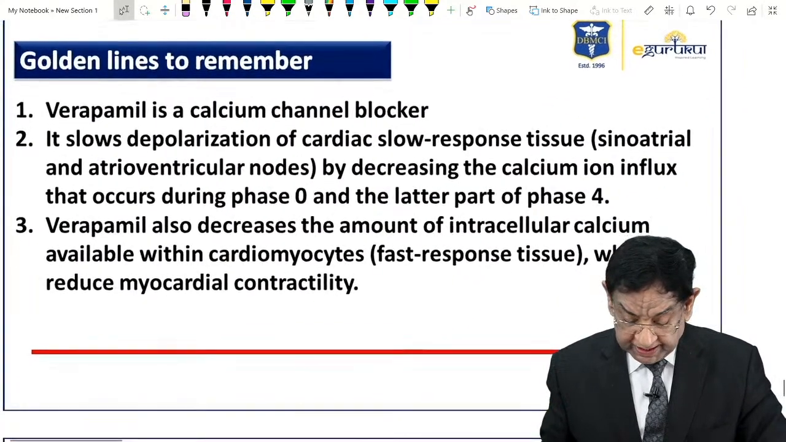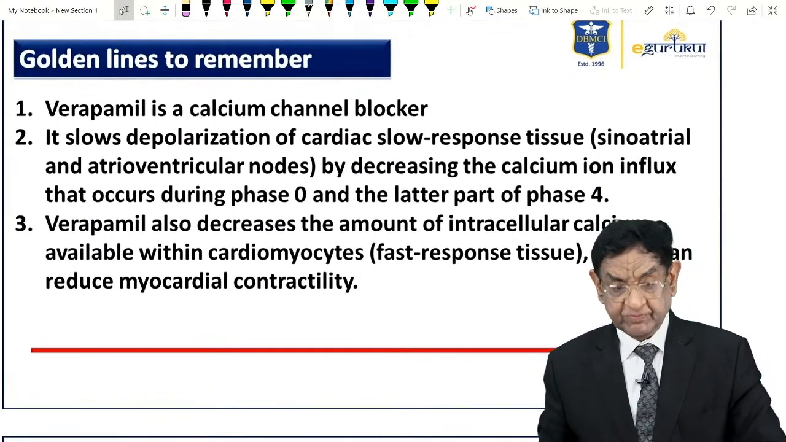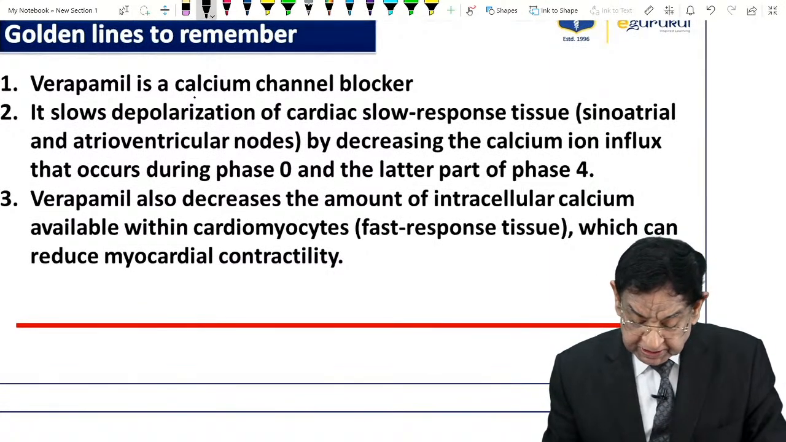So the golden line to remember: verapamil is a calcium channel blocking drug.